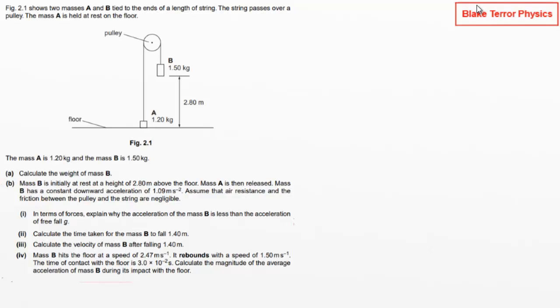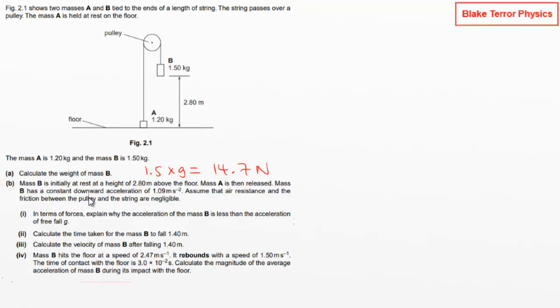Next up, we've got a pulley. We've got 2 masses A and B tied together with a length of string passing over a pulley. A is held at rest on the floor, so everything's being held in place at the moment. They've given us the masses of A and B. Calculate the weight of mass B. Right, so a nice easy starter to get us going. So the mass of B is 1.5 kilograms. Multiply that by g, and we're going to get the weight. They've given us everything here at 3 sig figs, so 14.7 newtons. I'll leave it at 3 significant figures because that's what they've got in the question.